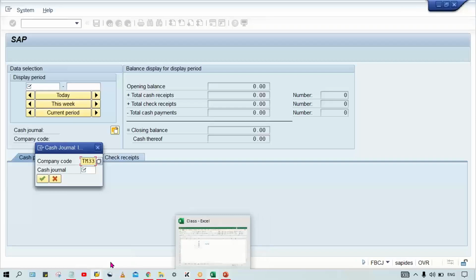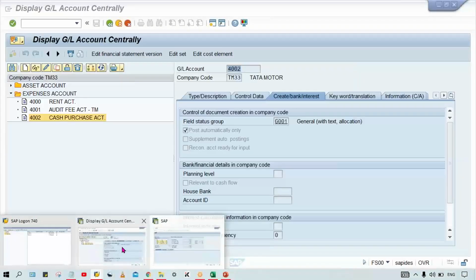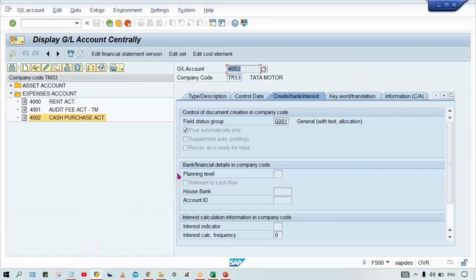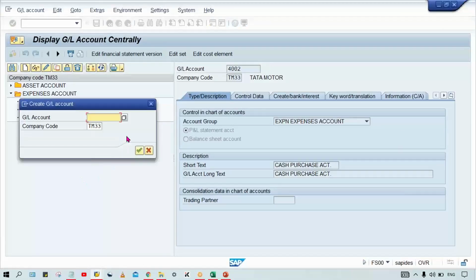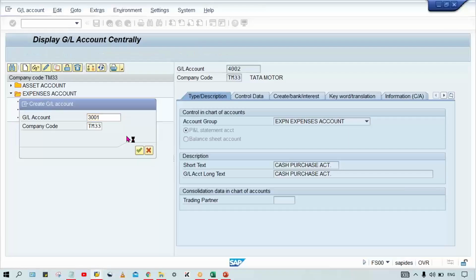So what we have done, guys? Let me create at least the GL accounts. I've created only one GL, cash purchase. The next one is cash sales. Click on the create button and make it cash sales, which is related to revenue. I'll make it 3001. You can give 3000, 3001, 2, 3, whatever. I'm giving code 3001 because the revenue GL number range is 3000 to 3999. Press enter.